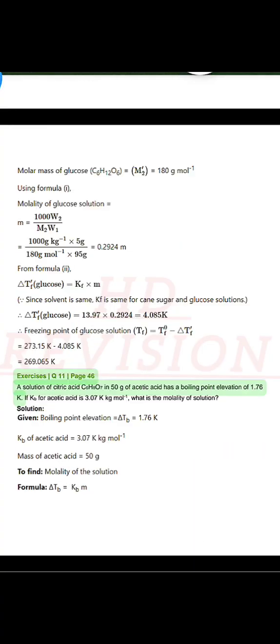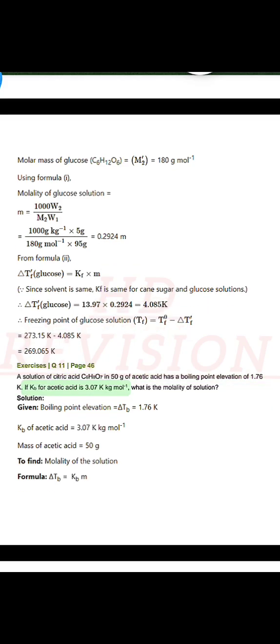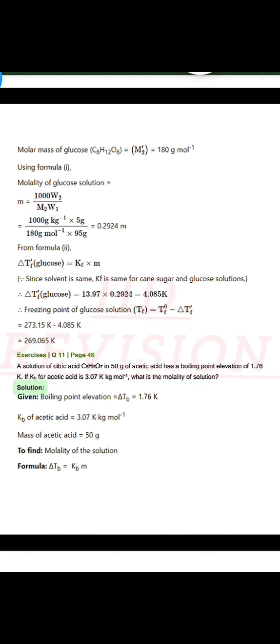Exercises Q11 page 46. A solution of citric acid C6H8O7 in 50 grams of acetic acid has a boiling point elevation of 1.76 K. If Kb for acetic acid is 3.07 K kg/mole, what is the molality of solution? Solution.